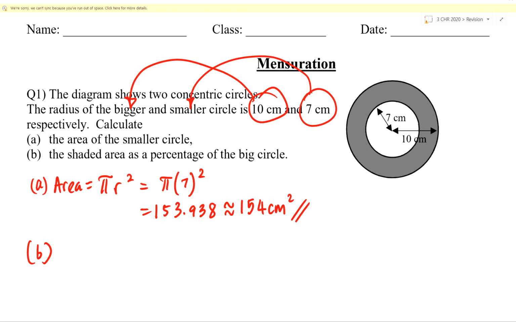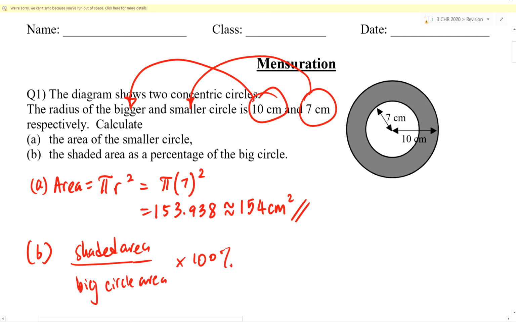So if we want the shaded area as a percentage, in my fraction, this will be the shaded area. But divided by what? Total area, yes, the big circle. So this will be the big circle area. Okay, so this is our plan. This is a fraction only. Then after this, we still need to multiply this by 100%, right? Then that will be our answer.